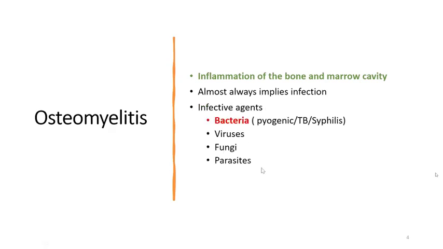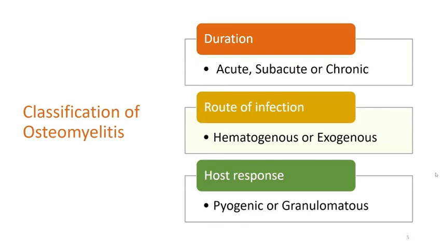Out of these infective agents, bacteria is the causative agent most of the time. In addition, sometimes we can get virus-induced or fungal or parasitic-induced osteomyelitis, but these are very, very rare. But we can classify osteomyelitis in different ways. One is based on duration. It could be acute, subacute, or chronic.